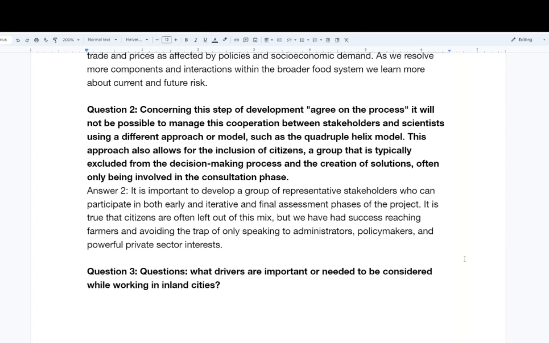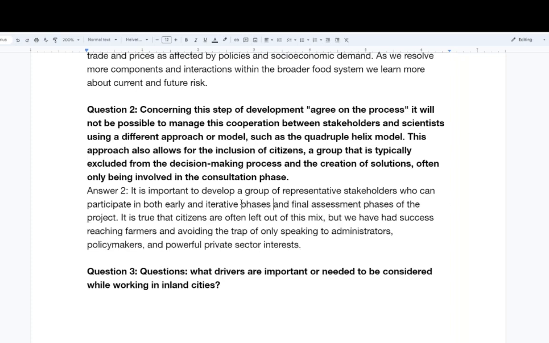So yeah, Alex again here. I've seen this happen, certainly, that some projects and some activities will have a wide variety of people involved in early consultation phases, but it's important that they're involved with representative stakeholders in the early phases, in the iterative phases, and in the final assessment phases of the project, especially related to decision making.